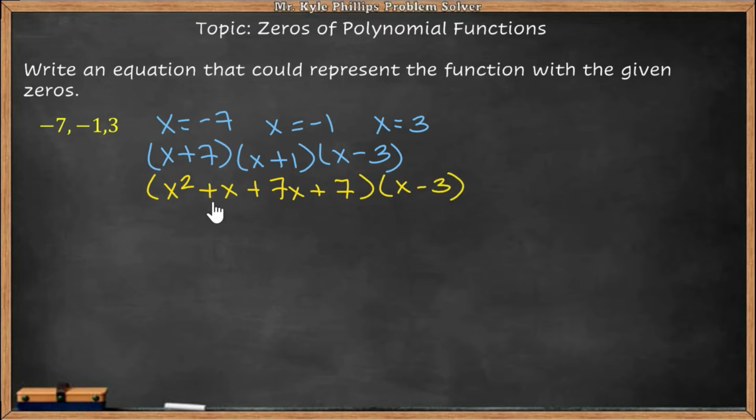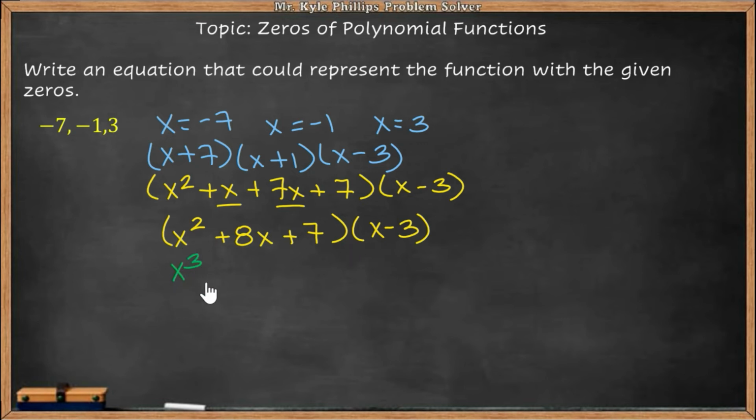Now, before I multiply these together, I'm going to combine like terms. So here I have an x and a 7x. So this trinomial is going to be x squared plus 8x plus 7. So we will take this and we'll multiply it by x minus 3. Now, here I need to multiply this trinomial times this binomial. So I have x squared times x. That's going to be x to the third.